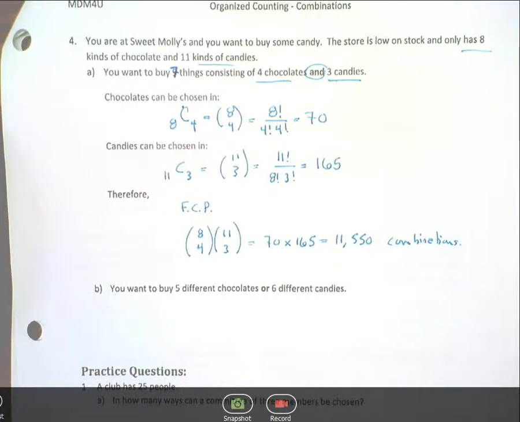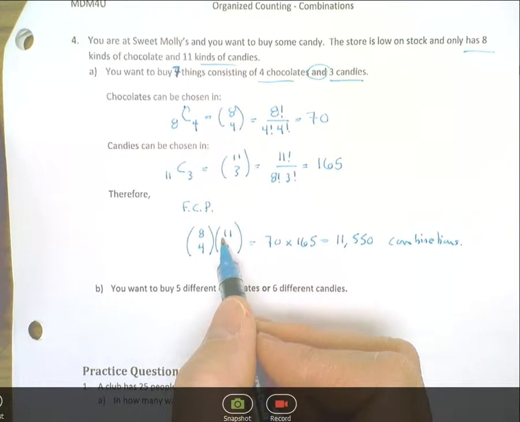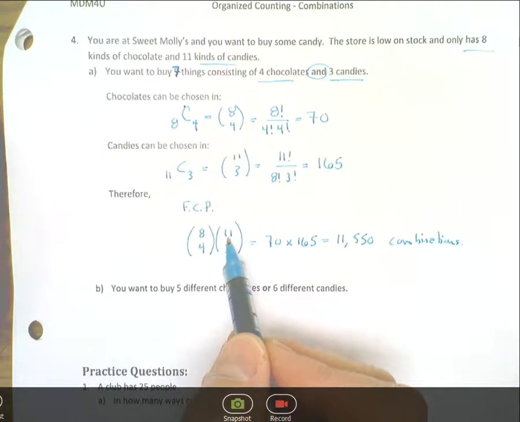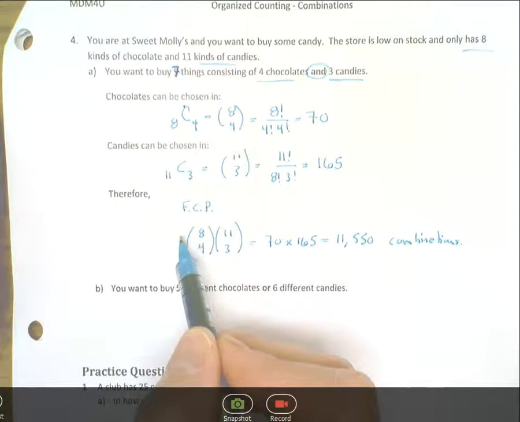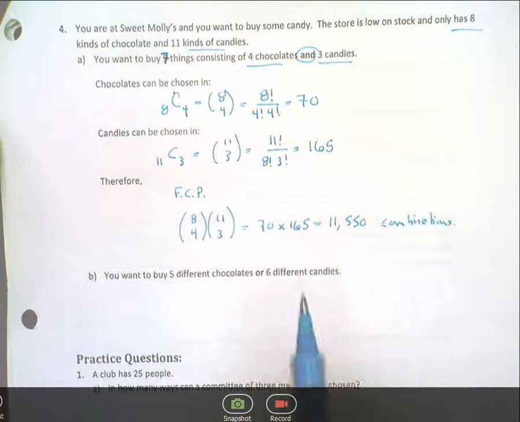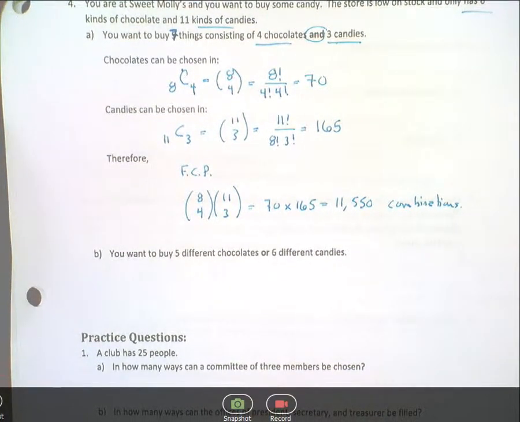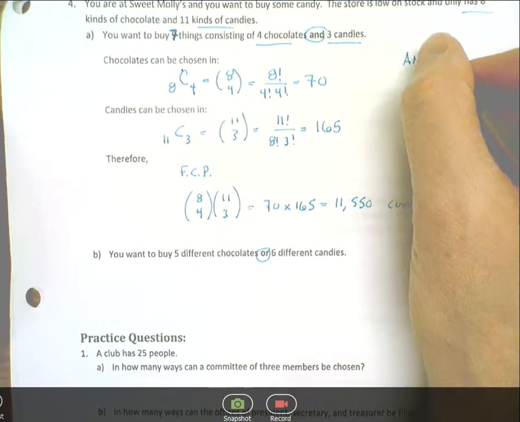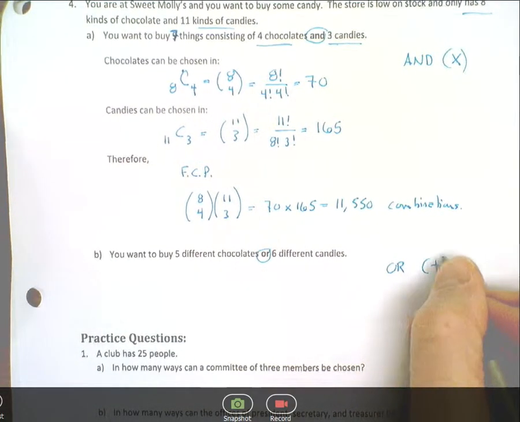So one neat thing about this is that 8 and 11, the top is going to tell you the total number of objects that you're selecting, and the bottom will tell you how many of the objects when you add them up in total. So there's 7 that we picked, and there were 19 in total to pick from, and how many we're picking of each. That's super important to think about. What the top adds to and what the bottom adds to will match what your question asks. You want to buy 5 different chocolates and 6 different candies. Sorry, or, so and, we know multiply, or we know we're going to add.